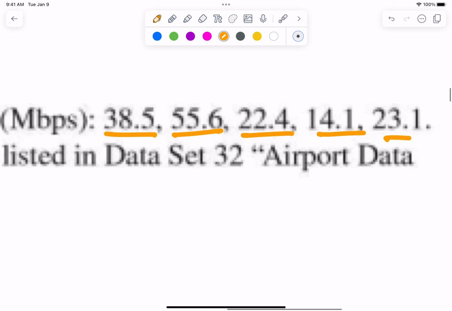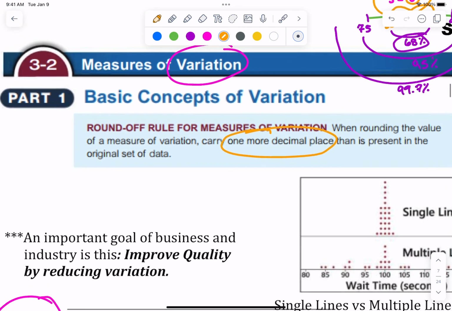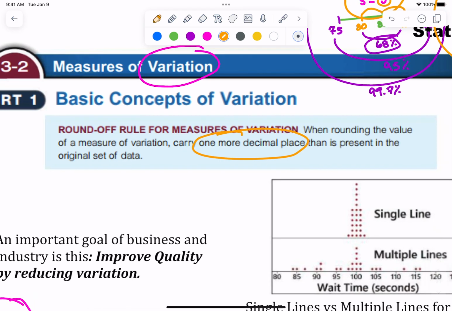We're going to carry 2 decimal places when we do the variance and the standard deviation. Okay, the range. Can we do one more data value when we're doing range? Range is just the largest minus the smallest. Let me see what they say specifically. When rounding the value of a measure of variation, carry one more decimal place.